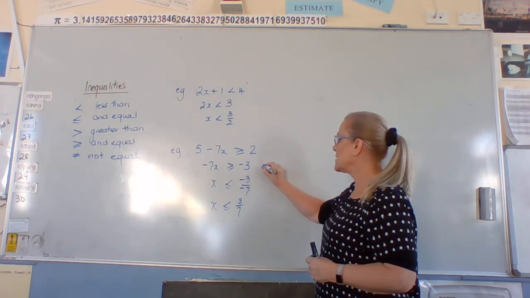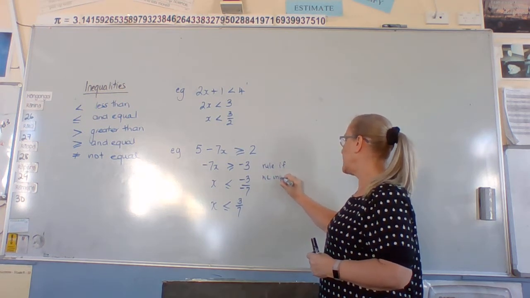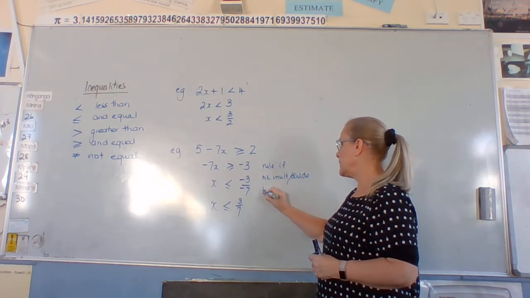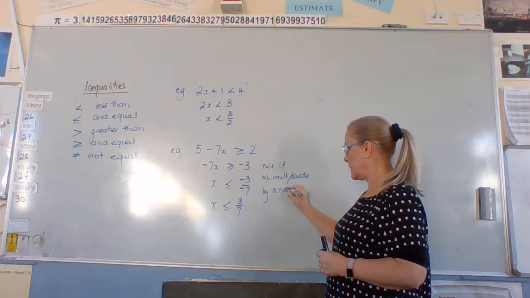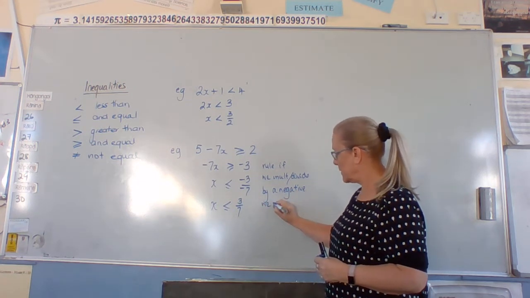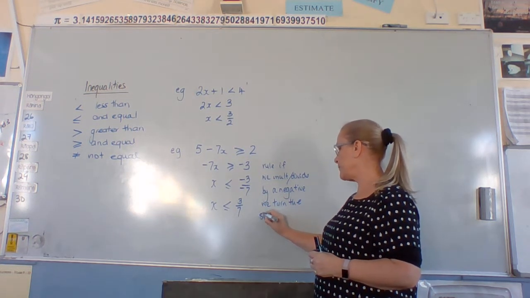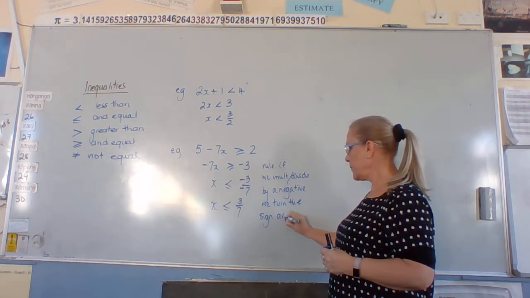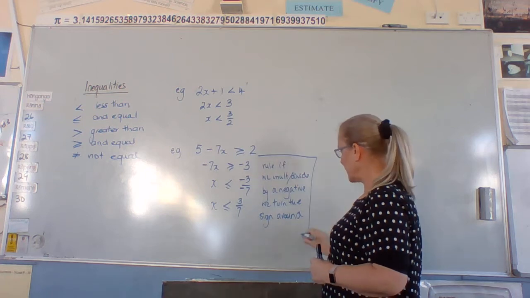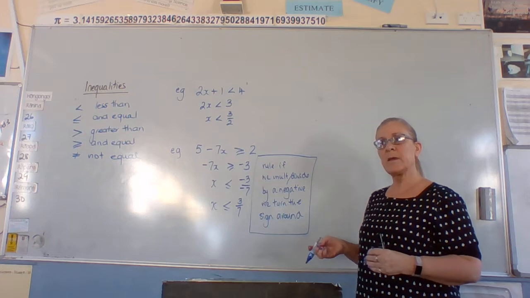So the rule is, if we multiply or divide by a negative, we turn the sign around. Otherwise, we won't get the correct answers.